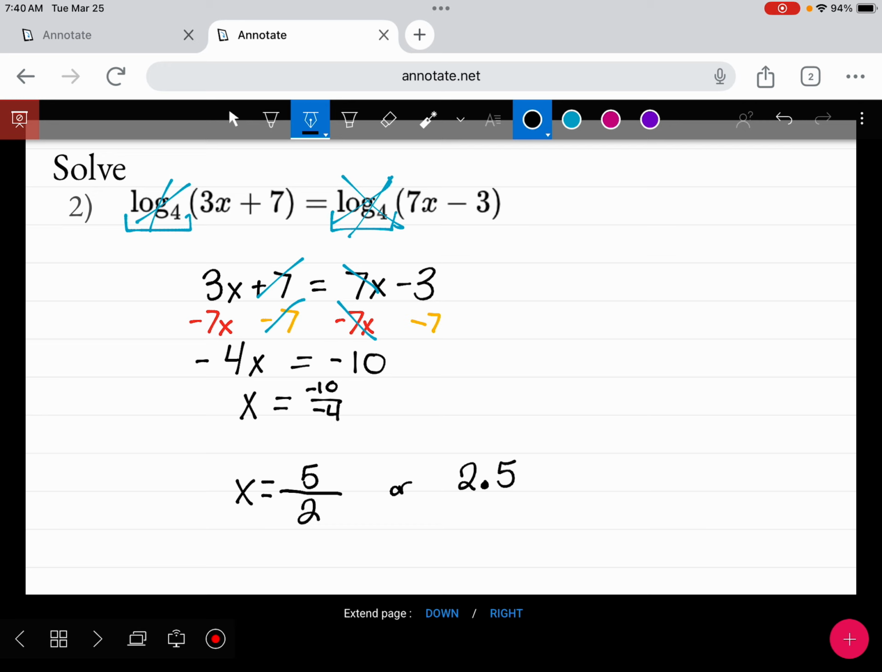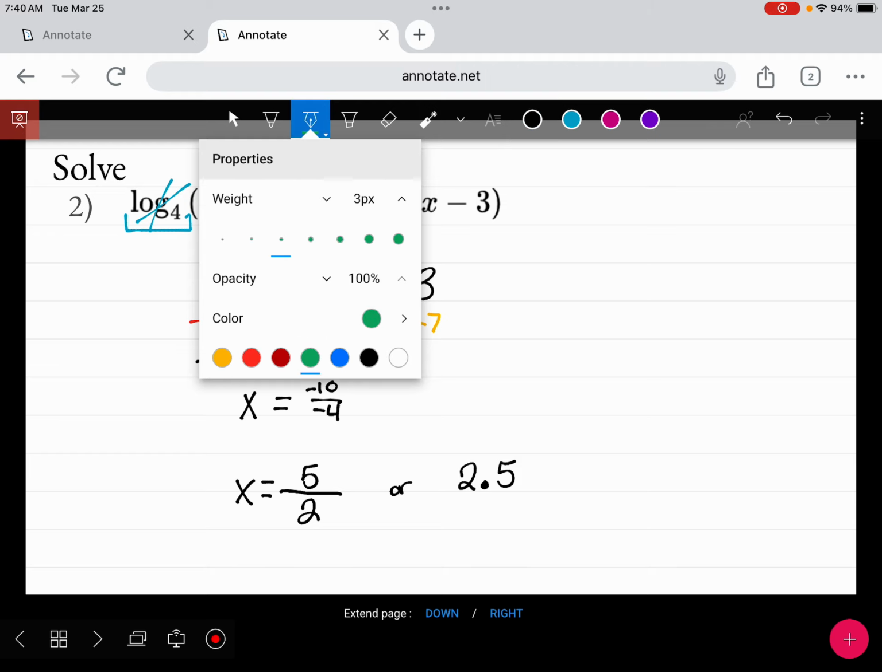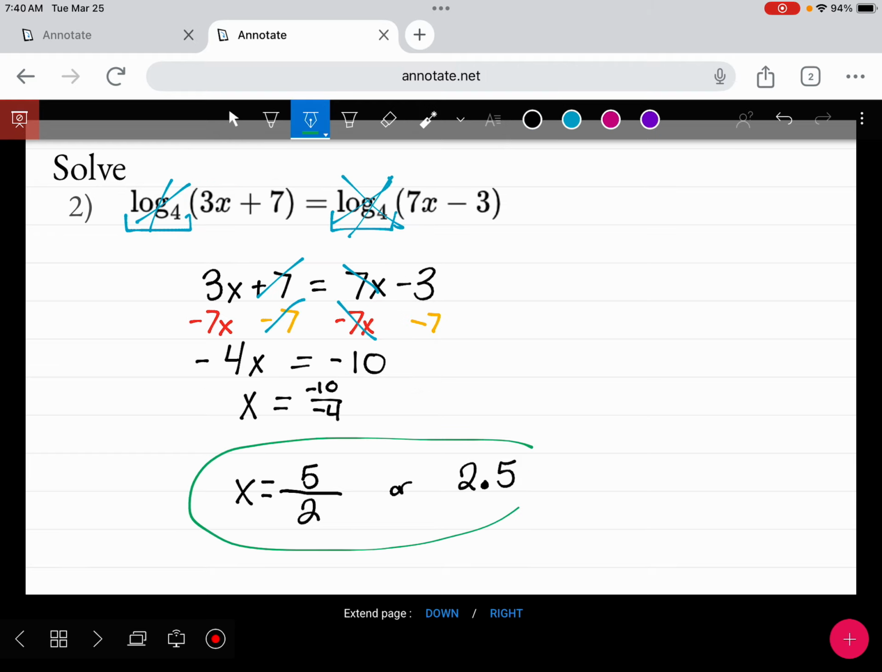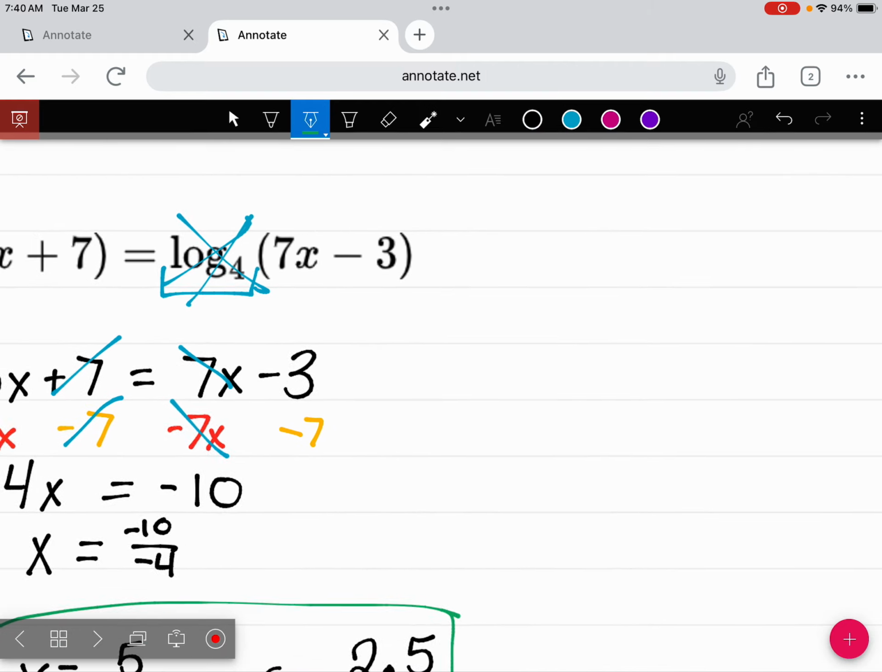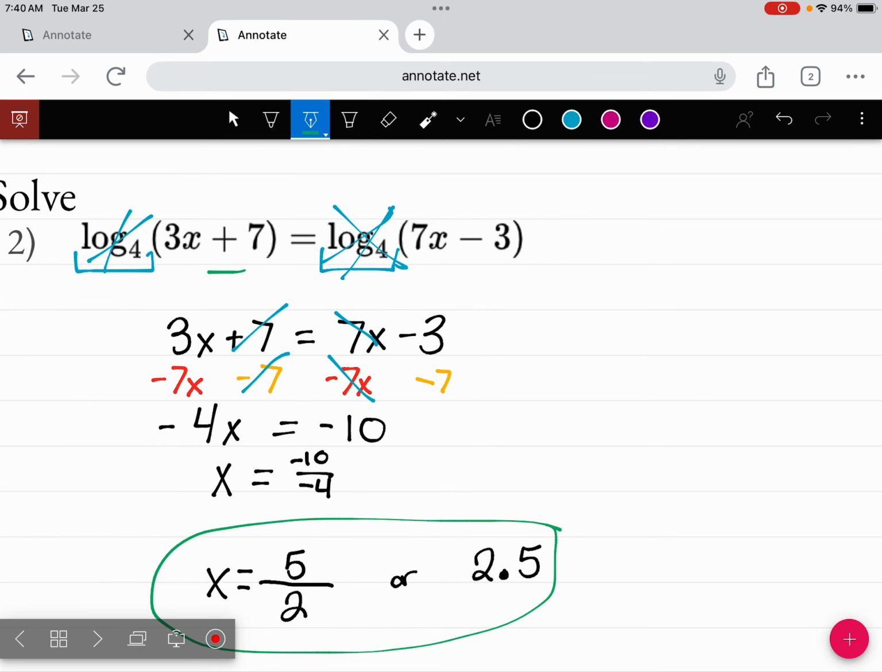So then what we need to do is go through and check and make sure that we don't get any negative arguments before we can say for sure that this is a valid solution. So this is what we get when we solve it, but we need to check. For both of these arguments, we're going to take our 3x plus 7 and substitute in our 2.5. Is this going to be positive or negative when we work it all the way out?